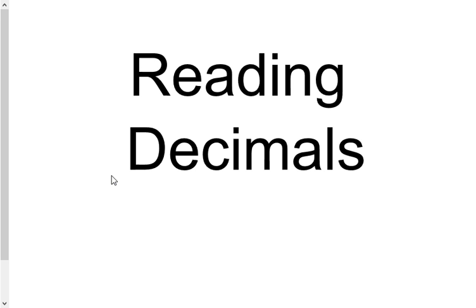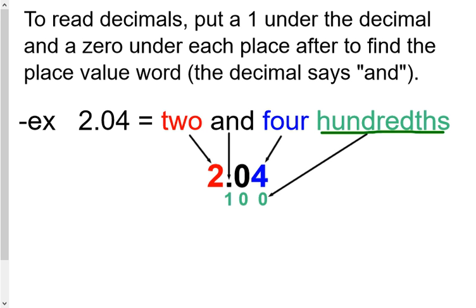So we're going to start by practicing how to read decimals. Sometimes people have a hard time with the place value words, and I have a trick for that. To read decimals, put a 1 under the decimal and a 0 under each place after to find the place value word. Remember, the decimal always says and.